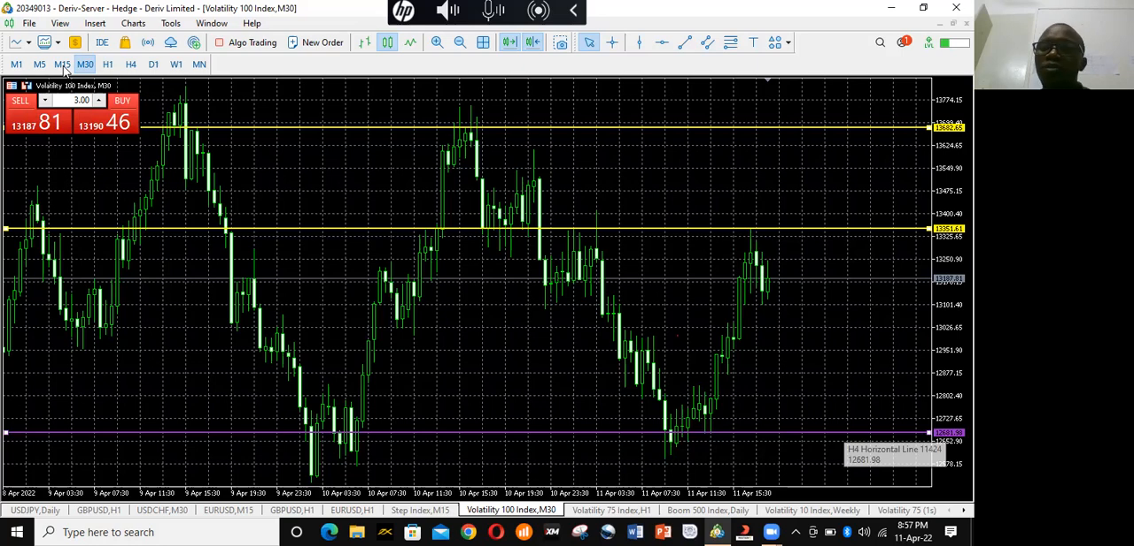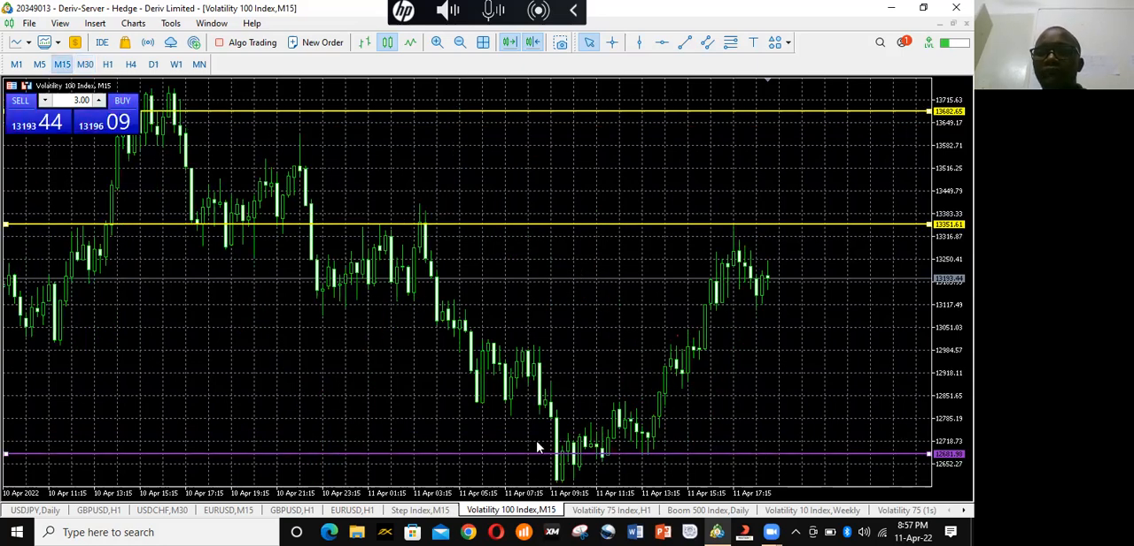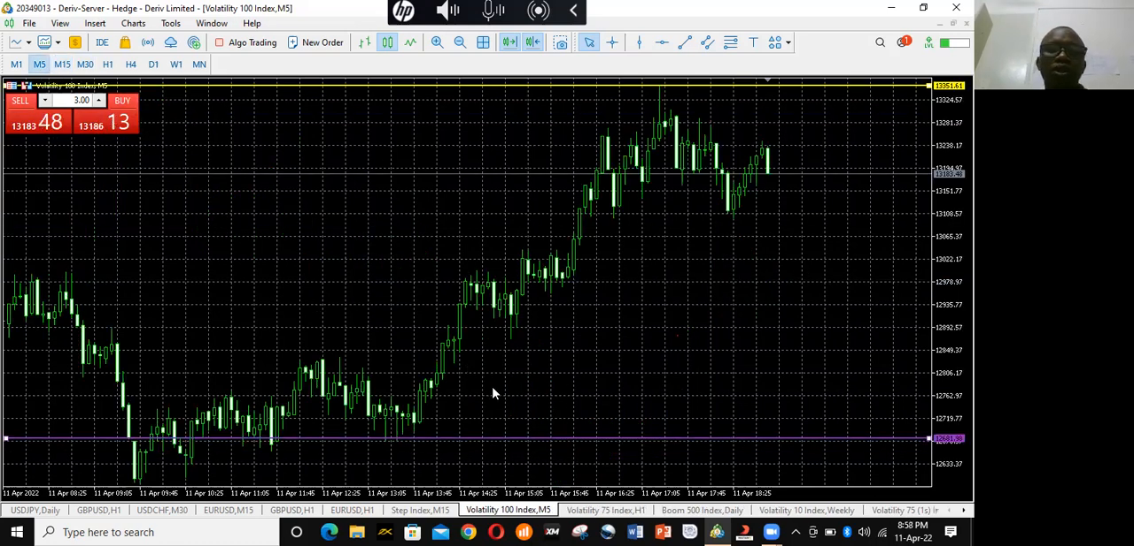Then we go to the 15 minutes time frame. You see the entry here. This is why you need to be able to identify the supports and resistance levels, because those levels will enable you to see and obtain a very good entry in the market. Then on the 5 minutes time frame, boom, this is what we see.